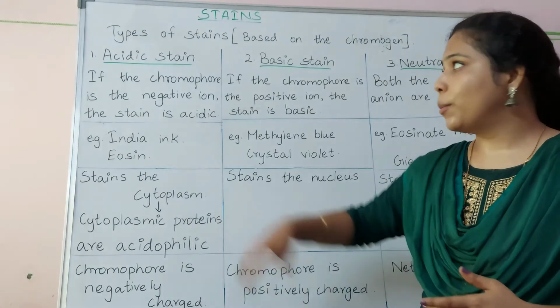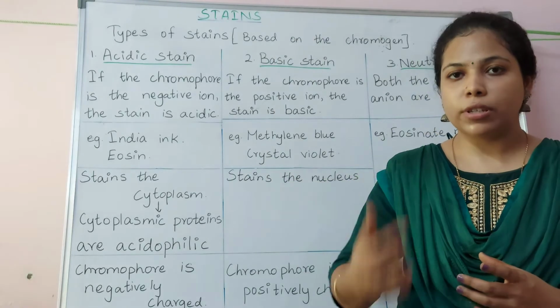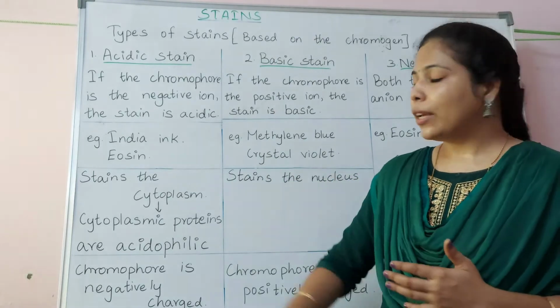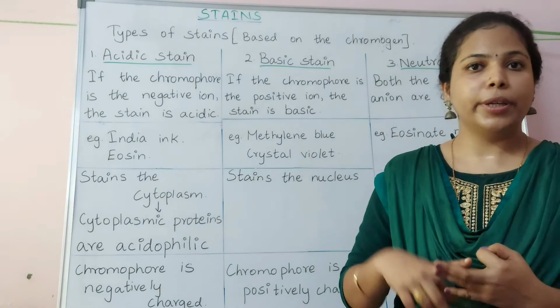And the last segment is about types of stains. Stains contain salt which are made up of positive ions and negative ions. Depending on the types of stains, either positive ion or negative ion or both will be the chromophore.